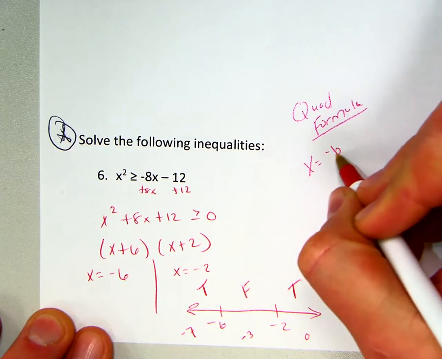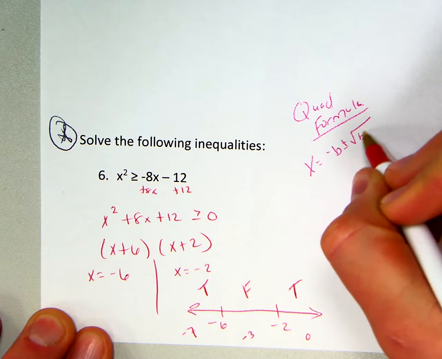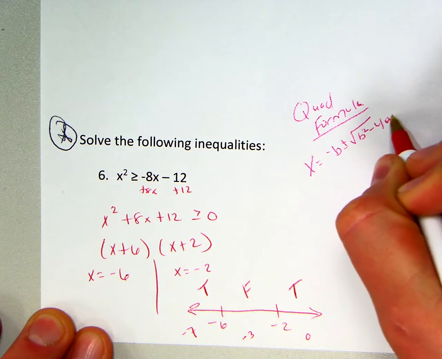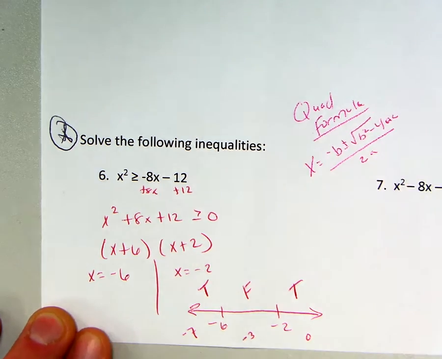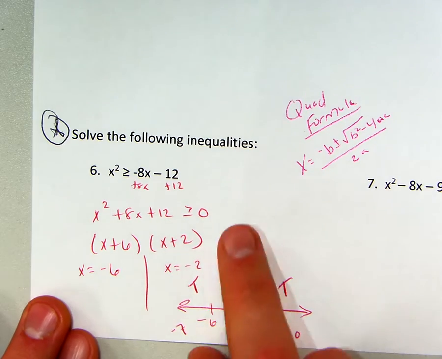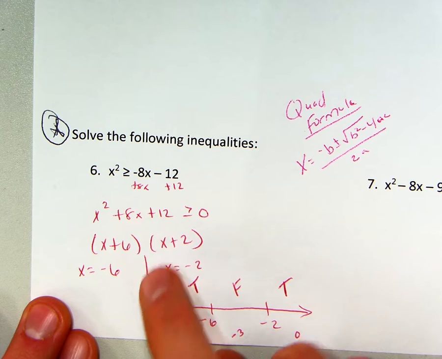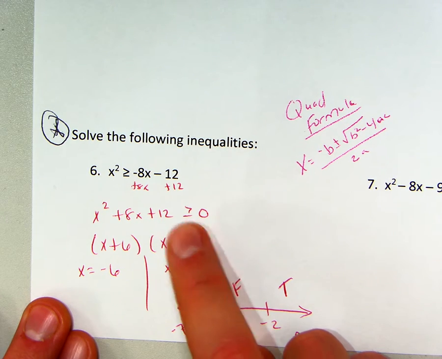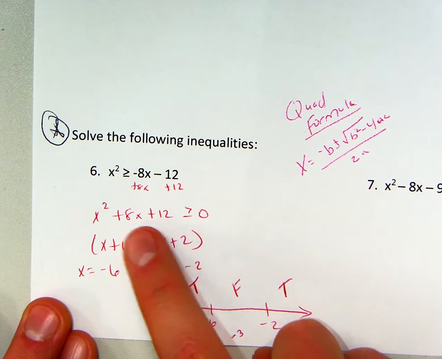x equals negative b plus or minus the square root of b squared minus 4ac, all divided by 2a. If you bring everything to the left side, then you can just factor it. What two numbers multiply to 12 and add to 8? Well, 6 times 2 is 12, and 6 plus 2 is 8.